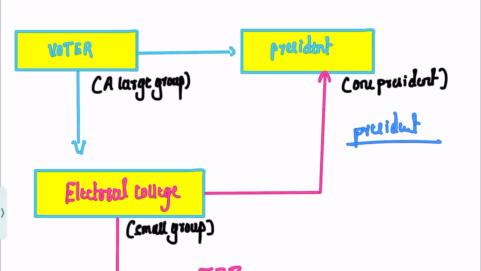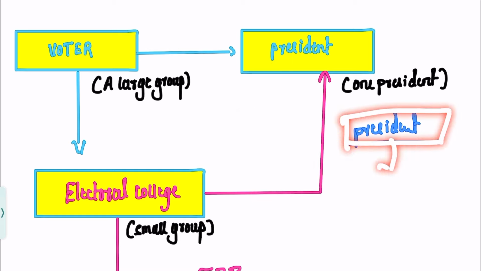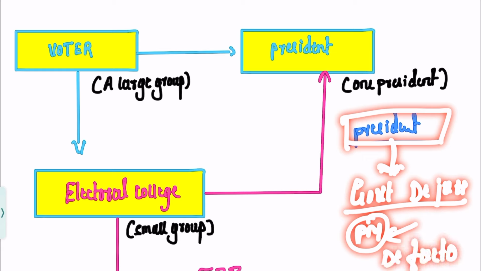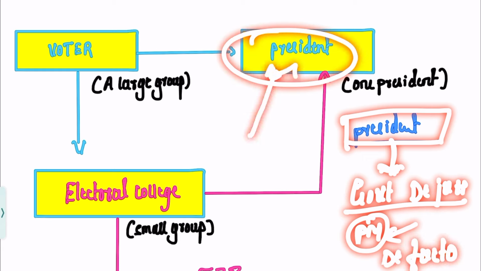But in India, president is the head of the state, but he is not the real head of the government, right? He is only the de jure head of the government. And who is the real head of the government? Prime Minister. Prime Minister is de facto head of the government. So that is why there is a difference in how US president is elected, how Indian president is elected.